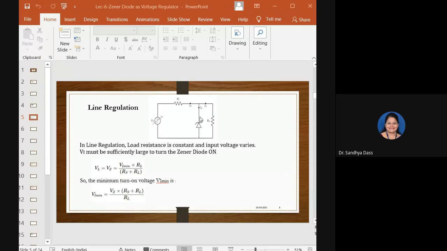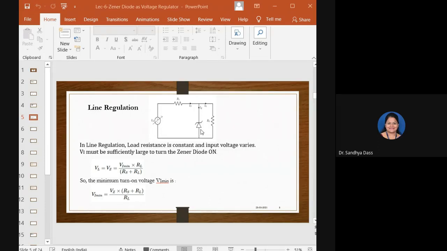We know that if the Zener diode has to operate, the applied voltage should always be greater than the Zener voltage, Vz. Only then the Zener diode will turn on. Only then will the Zener diode be in the Zener breakdown region. Only then will it be conducting. So this applied voltage should be sufficiently large to turn on the Zener diode, which means that this Vi value should be greater than Vz.